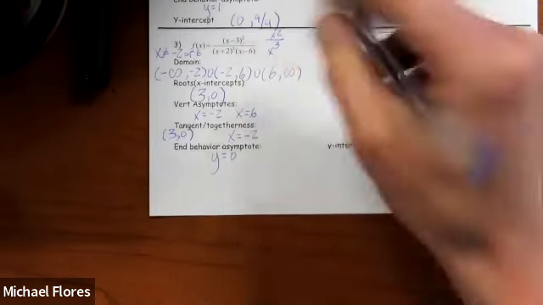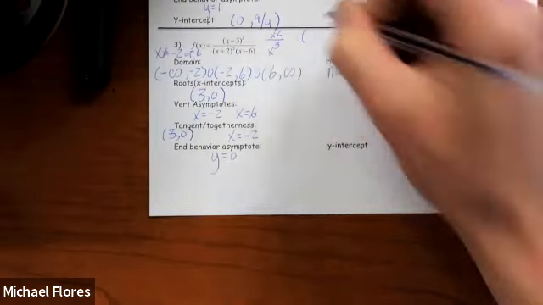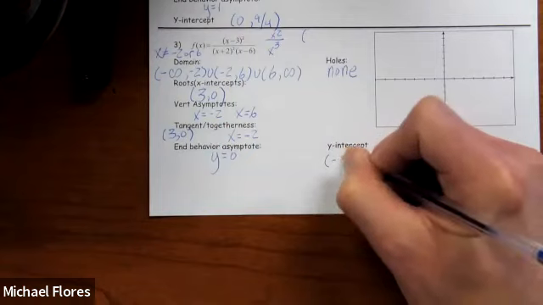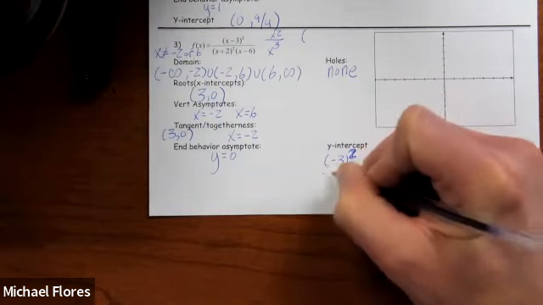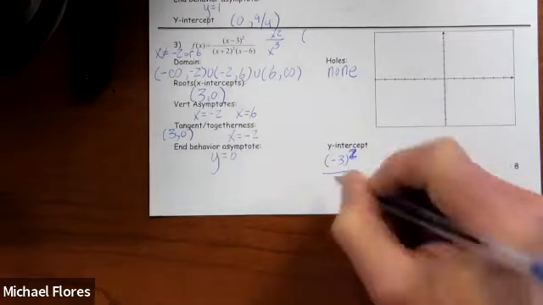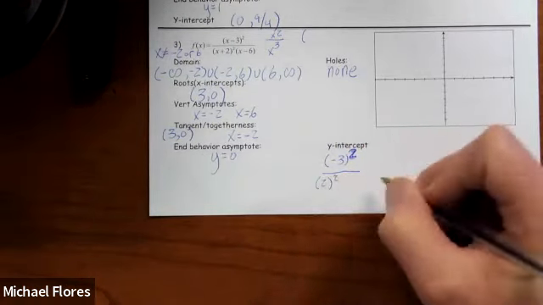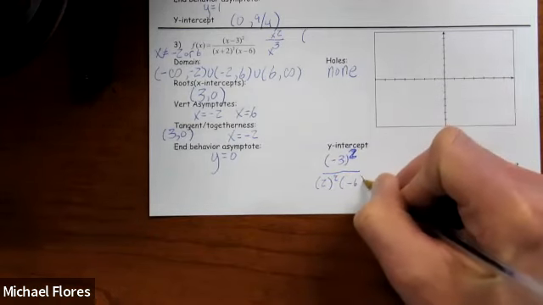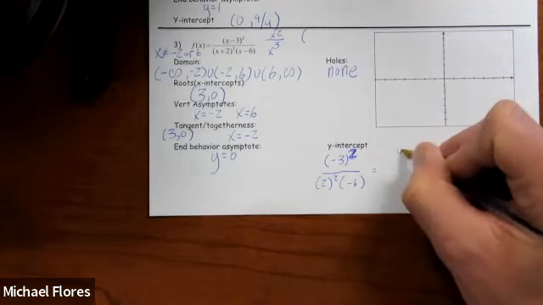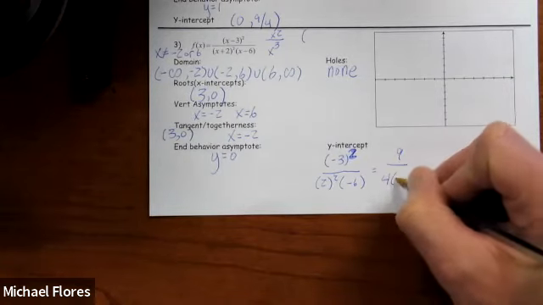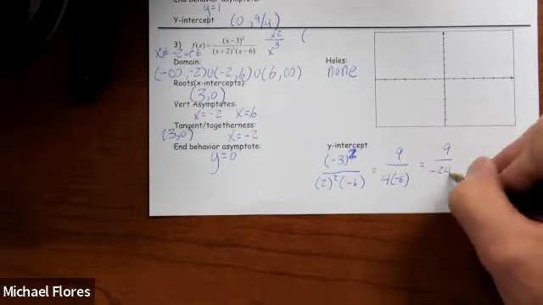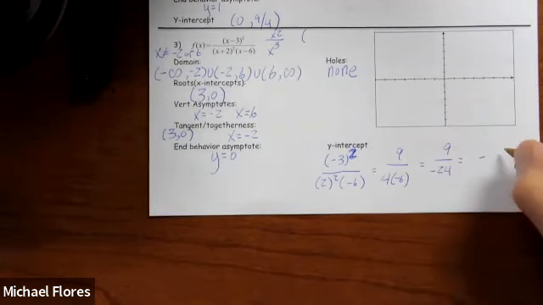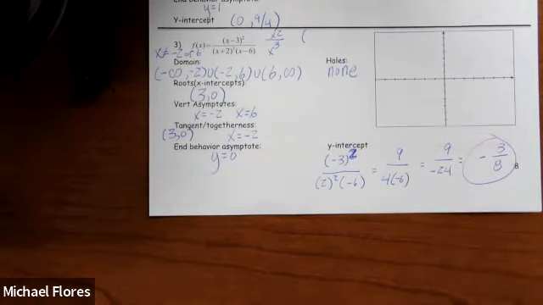Okay, y-intercept. We have, let me write it down here. We have a -3 that is being squared over a 2 that's being squared. And then multiply that by -6. And this will reduce to -3/8. Took a while to get there, but that's our y-intercept.